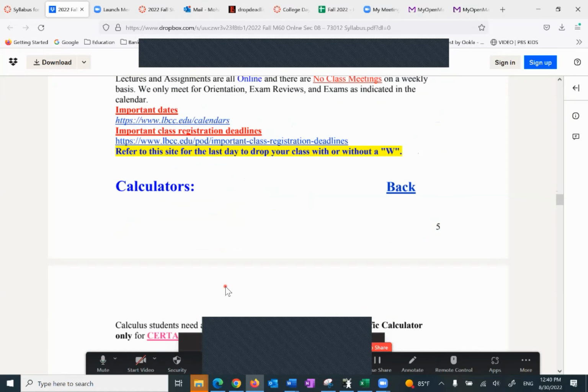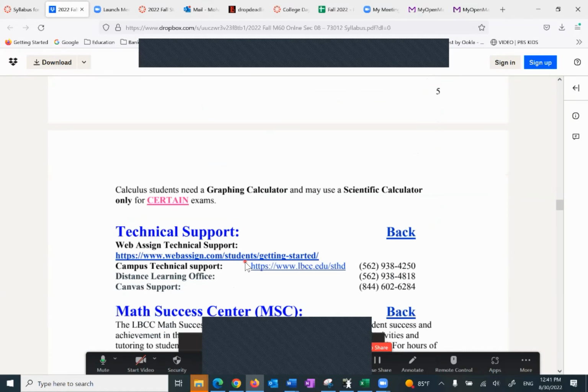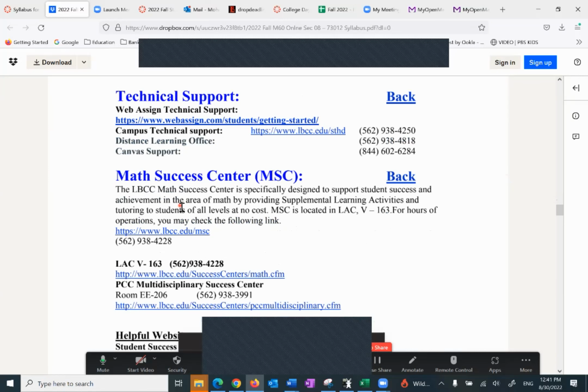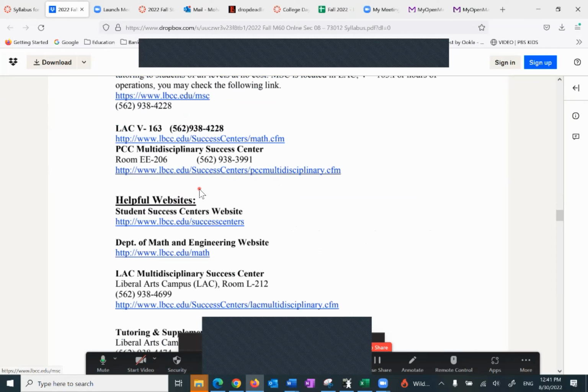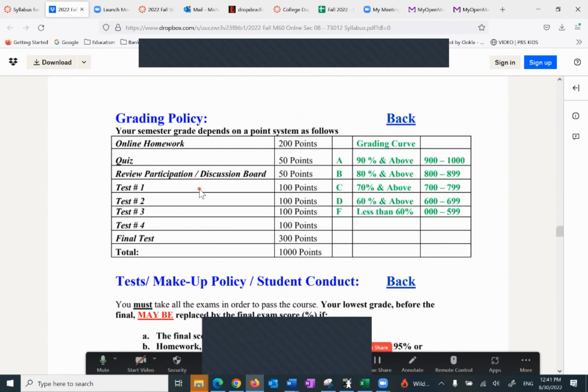Meetings, important dates, calculators. You may need a graphing calculator, but most exams, you can use a scientific calculator. The tech support for Webassign and Campus is here. Math Success Center, also MSC, the Math Tutoring Center. There are other helpful websites and our grading policy. This is extremely important to pay attention to.